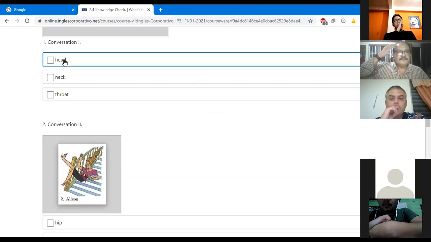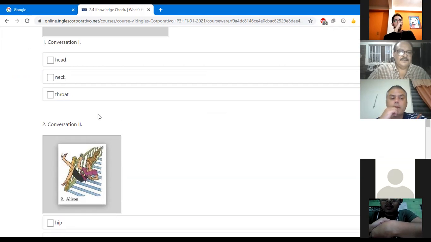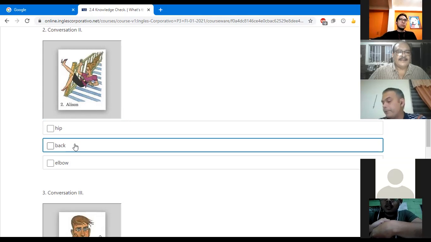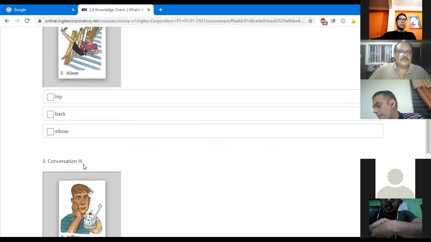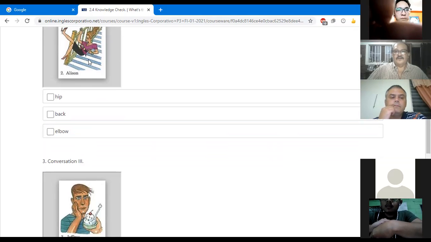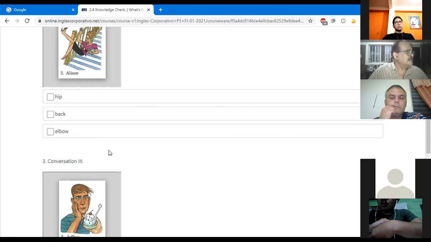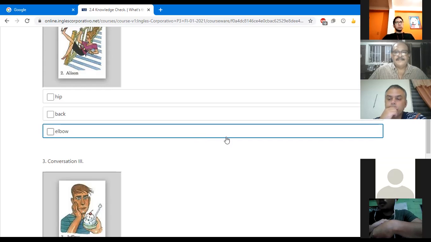Head, the neck, cuello, and the throat. Garganta. Okay, and hip? Cadera. Back? Espalda. Yes, and elbow. Okay, you can see here the lady, the back, the elbow, las caderas. La cadera es diferente a la cintura, right? Cintura is waist. Eso lo ven en los pantalones cuando van a la tienda que dice waist, cintura, tanto, 30, 32, 34, 36. Okay. Then let me see what else.